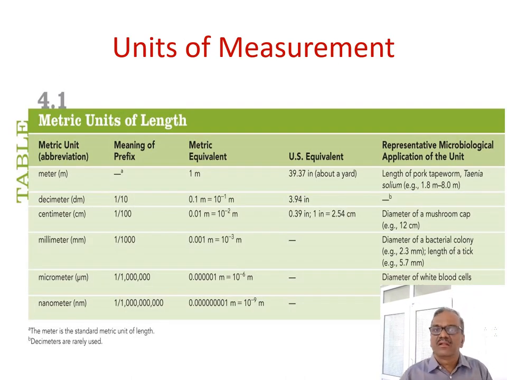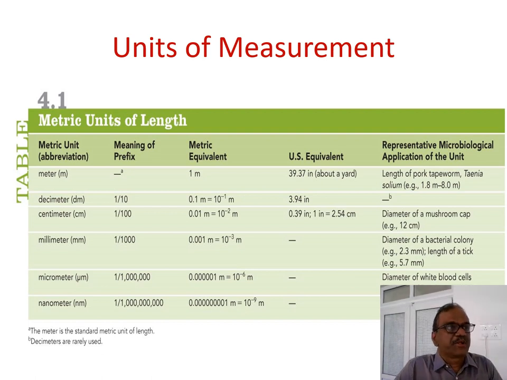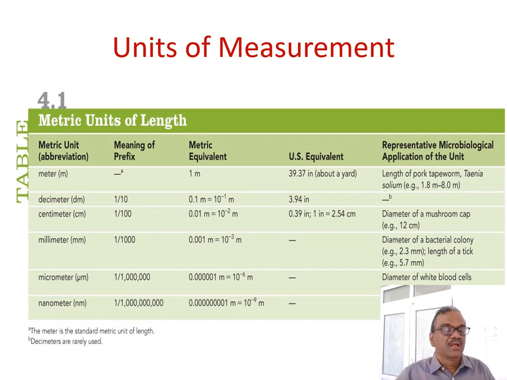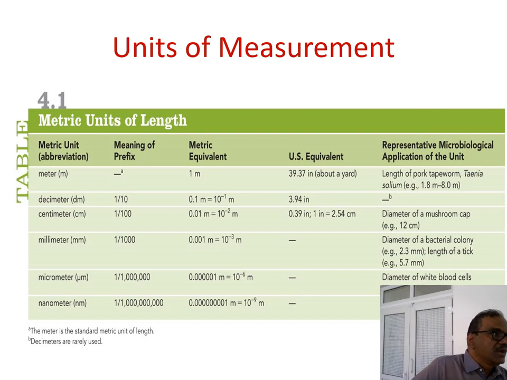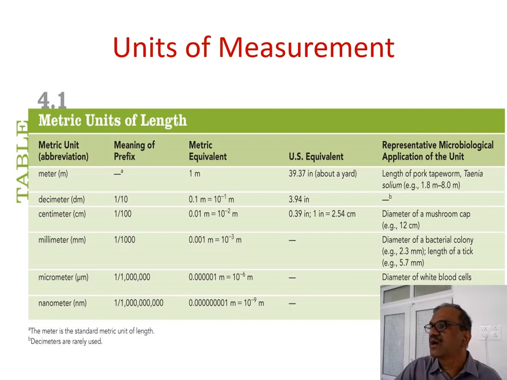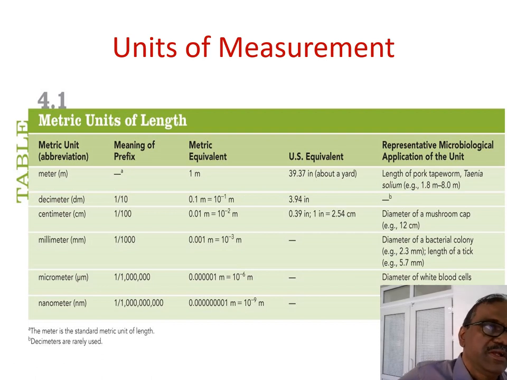In general, if you are measuring a particular object, metric units are used. You start with a meter. One-tenth of a meter is a decimeter, but generally we don't use decimeter in common measurements. Immediately after the meter, we go for the centimeter, which is 1/100 of a meter. Then 1/1000 of a meter is the millimeter.